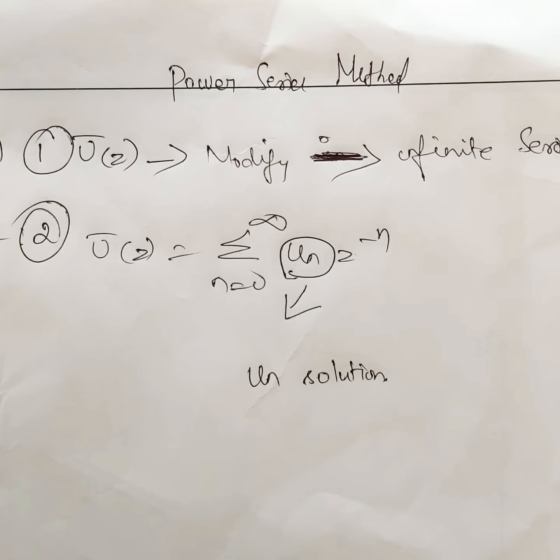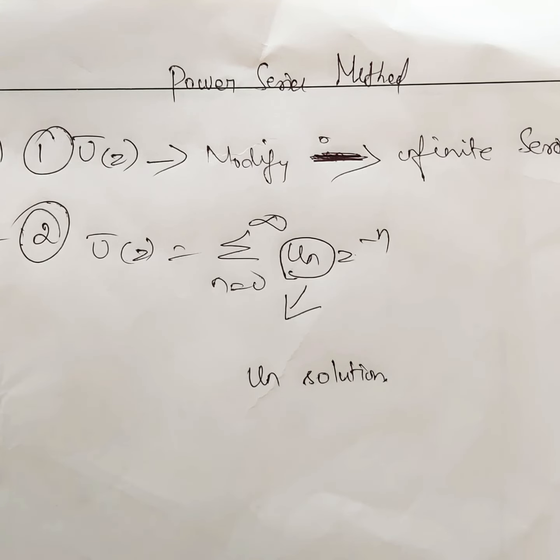Say e power x, log of 1 plus x. These are all infinite series, right? e power x is nothing but 1 plus x by 1 factorial plus x square by 2 factorial and so on. Even (1 plus x) power n is nothing but 1 plus nx plus n into (n minus 1) by 2 factorial into x square plus and so on. Right? These are all infinite series.